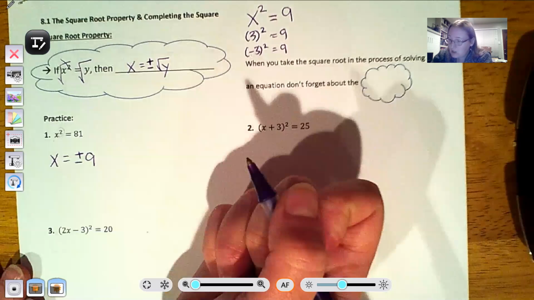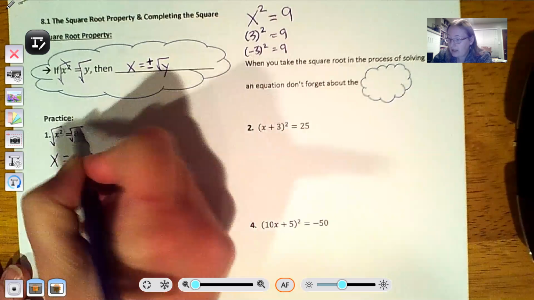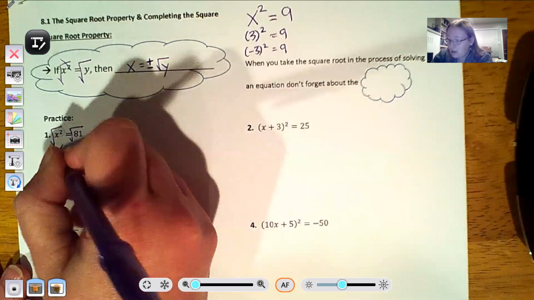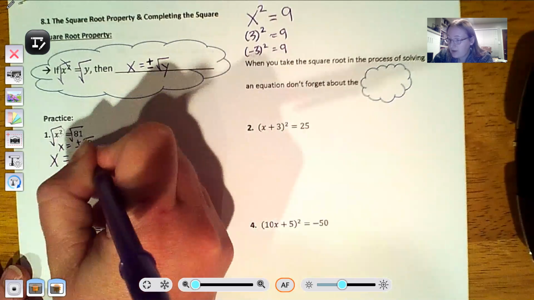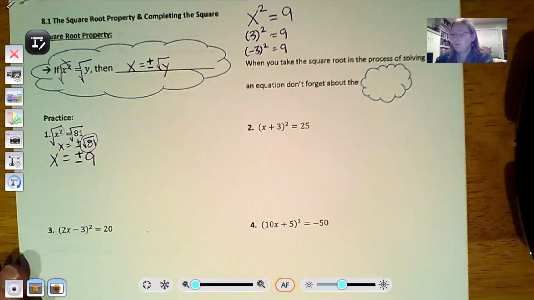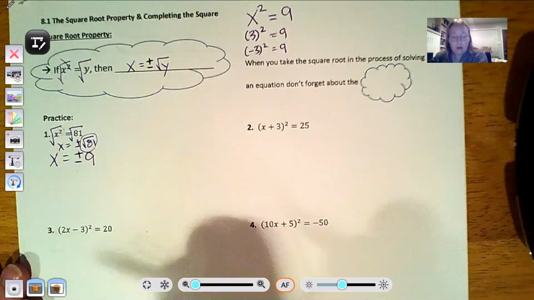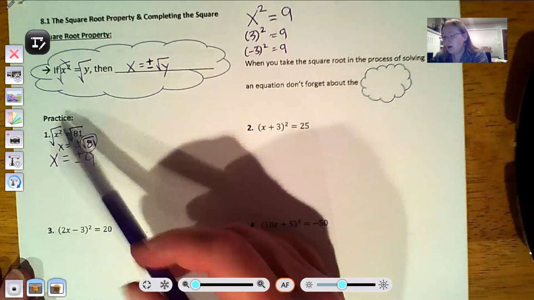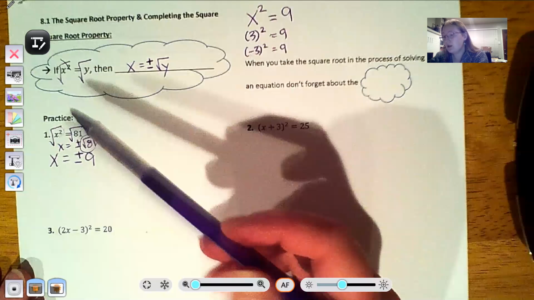So when I take the square root, I need to add in plus or minus, and then I can simplify the square root of 81 to be 9. So I have plus or minus 9. Always check your work. So 9 squared is 81. Yep. -9 squared is 81. Yep.